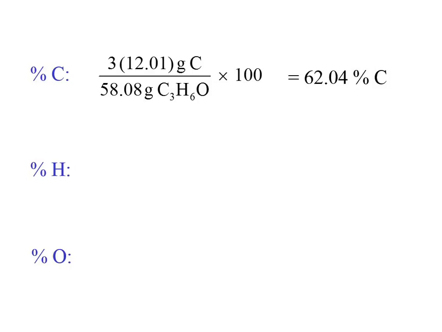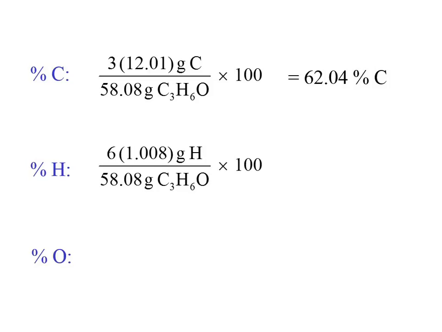And that same pattern is used to get the weight percent of hydrogen and then the weight percent of oxygen. And they should add up to be equal to how much percent? 100%. So here we go for hydrogen. We take 6 times 1.008 grams of hydrogen divided by the total mass of the compound, 58.08 grams of C3H6O, times 100, round to 4 significant figures, and I get 10.41% hydrogen.